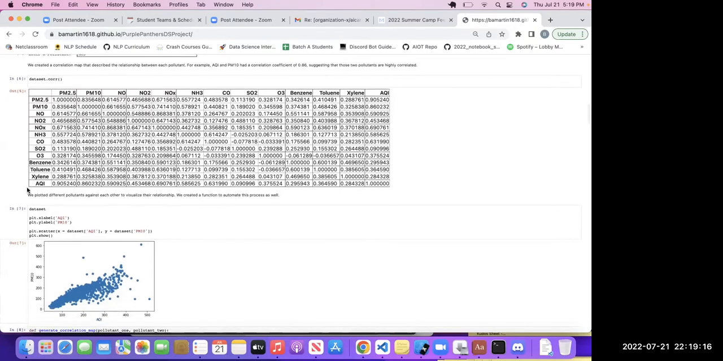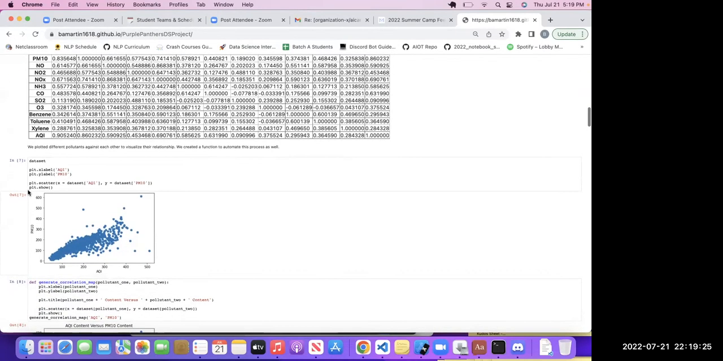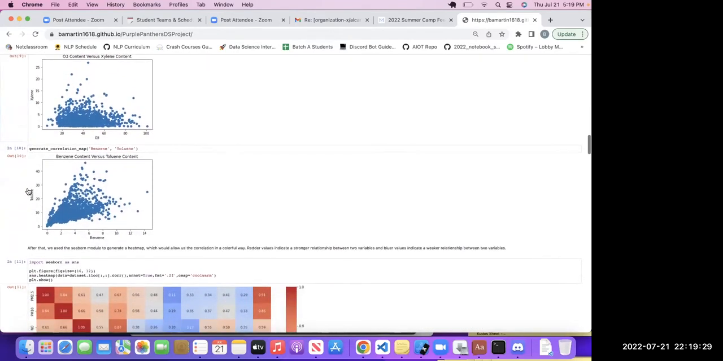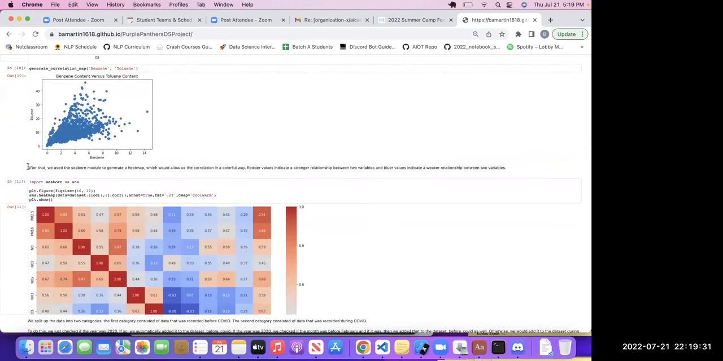We plotted different pollutants against each other to visualize their relationship. We created a function to automate this process as well. After that, we used the Seaborn module to generate a heat map, which would allow us to see the correlation in a colorful way. Redder values indicate a stronger relationship between two variables, and bluer values indicate a weaker relationship between two values.